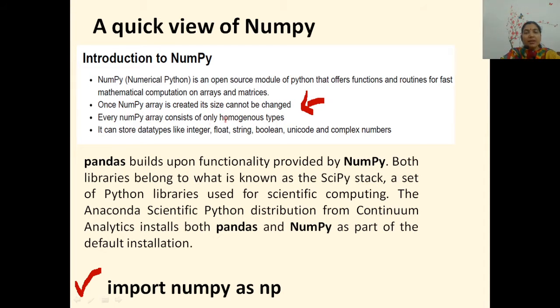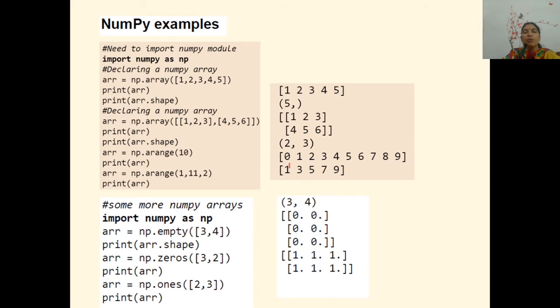A NumPy array consists only of homogeneous types, and that is why pandas became more popular with its data frame, because it allows heterogeneous types. It can store all the data types like integer, float, string, boolean, complex numbers, and all such data types available in Python. A few examples, a quick view, so that you are able to understand what and where NumPy will be used.